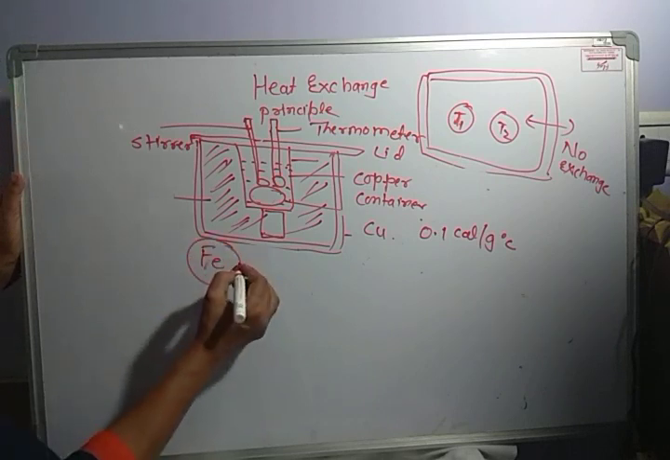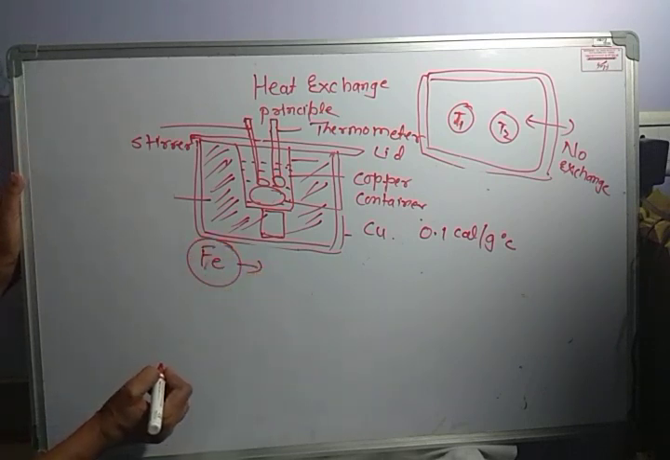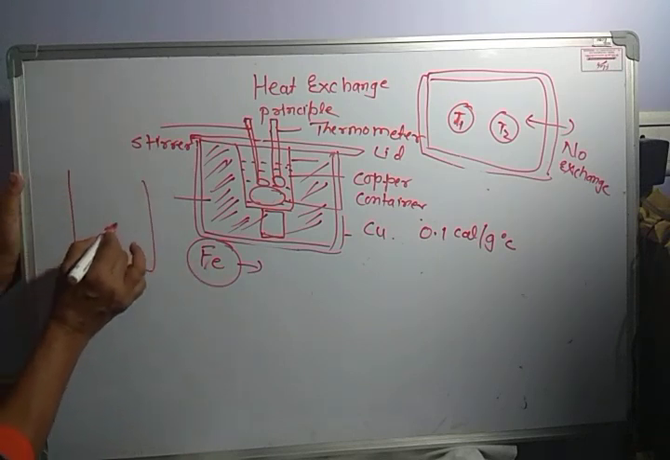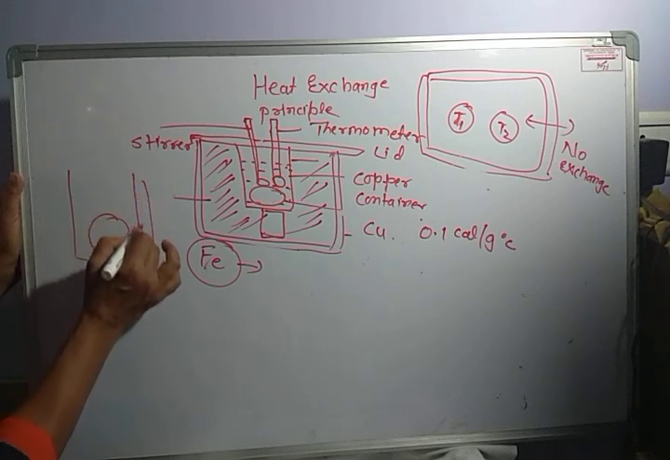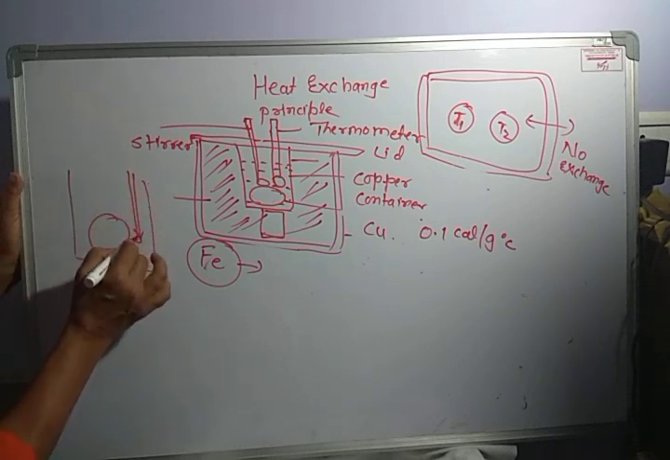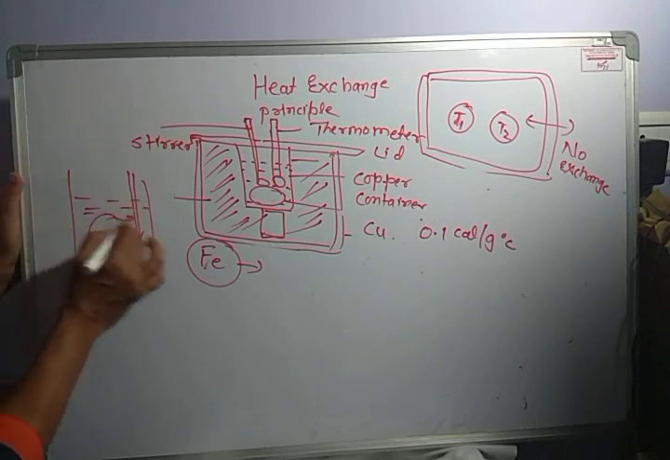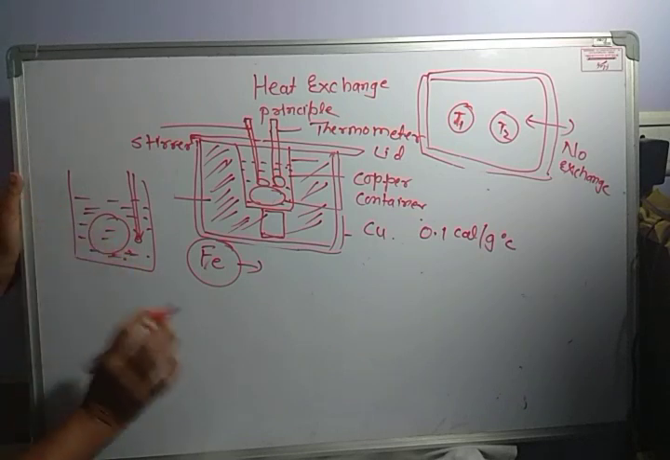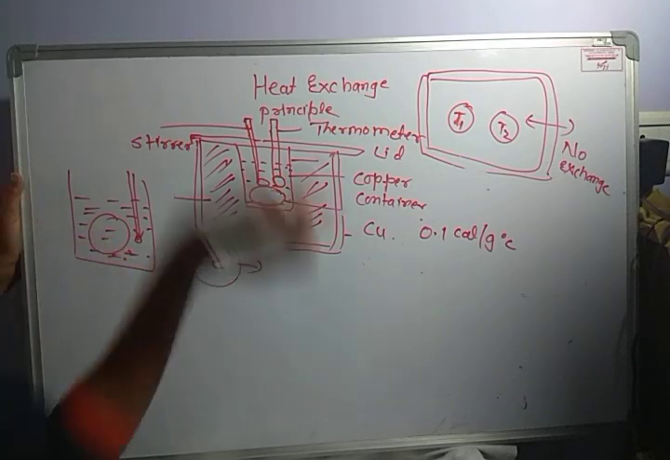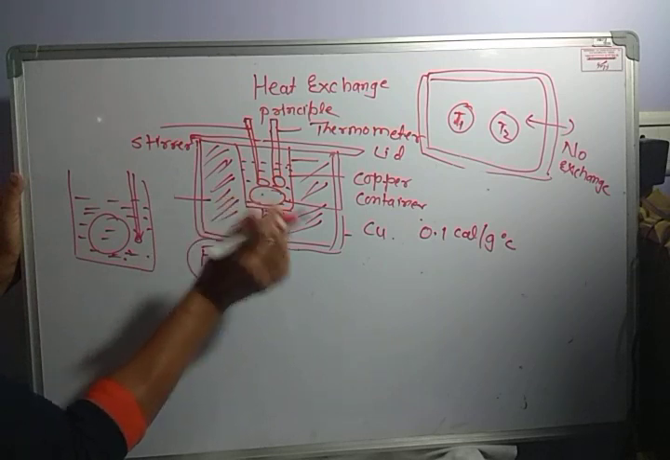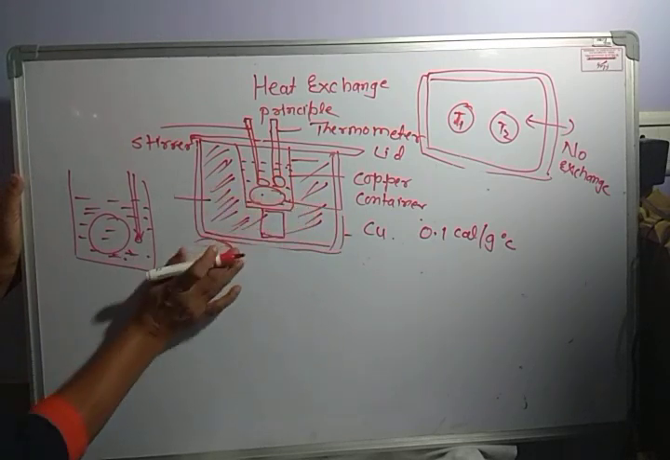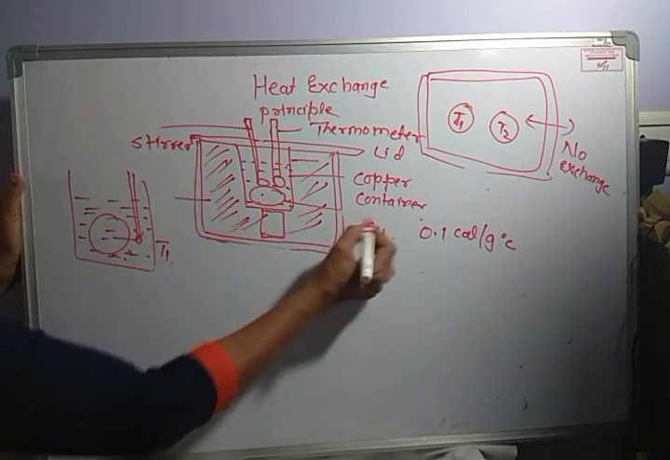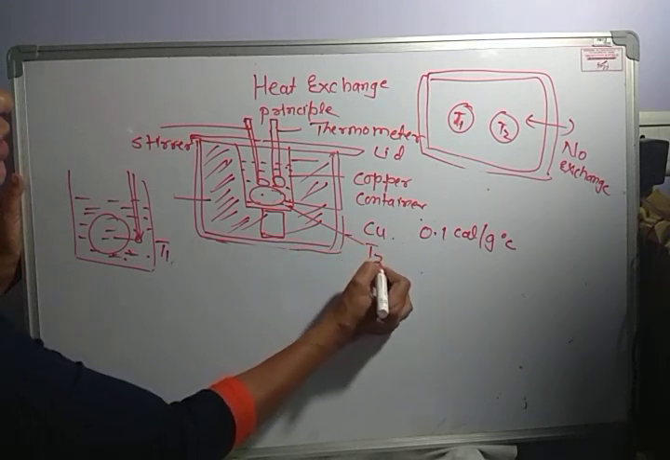Take a hot ball and measure its temperature. How do we measure its temperature? We keep the iron ball inside a boiling water bath and measure the temperature of that water bath. Whatever temperature the water bath attains is the temperature of this iron ball. Now insert this iron ball inside the calorimeter. Now again, what will happen? The temperature of the ball is T1 and the temperature of the whole setup is T2.